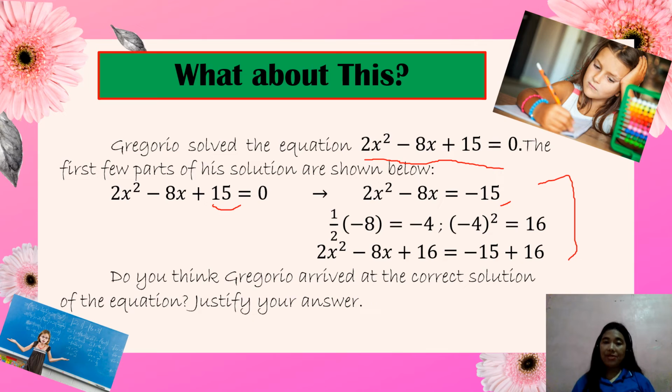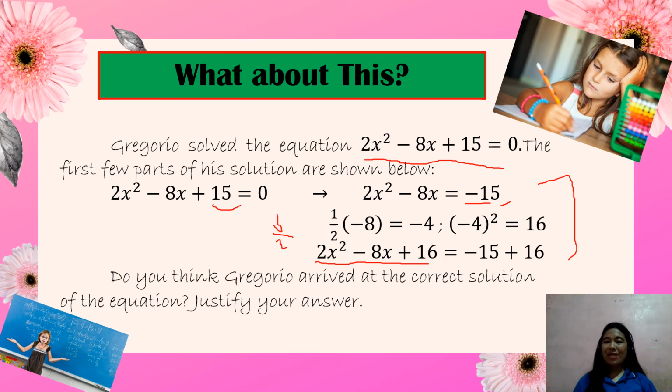However, after this step, after transposing, Gregorio is actually now adding the (b over 2) squared. Therefore, he is now expressing this part here as a perfect square trinomial. So what do you think? Do you think Gregorio arrived at a correct solution? Alright, analyze for a while. You can pause the video and then check up on the right answer later.